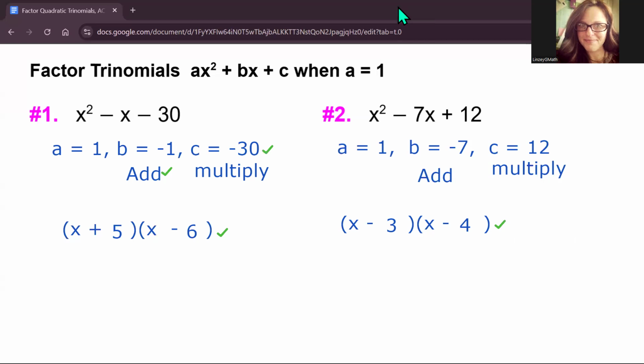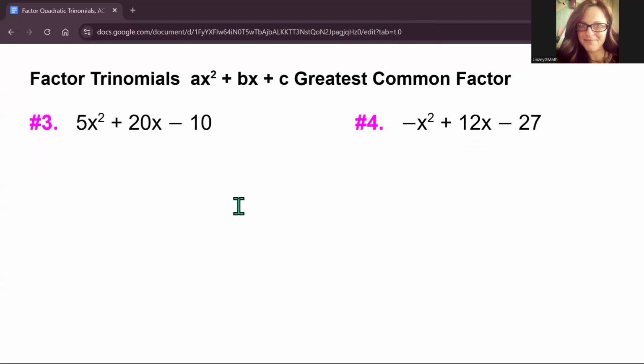Number 3, factoring out the greatest common factor. I see that number 3, all 3 terms have a greatest common factor of 5. So we can divide out 5. We're left with x squared plus 4x minus 2. And then let's see, can we factor any more? Does anything multiply to -2 and also add to +4? No. So that's it. Factored.